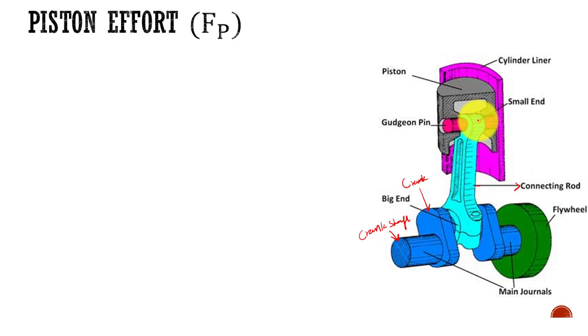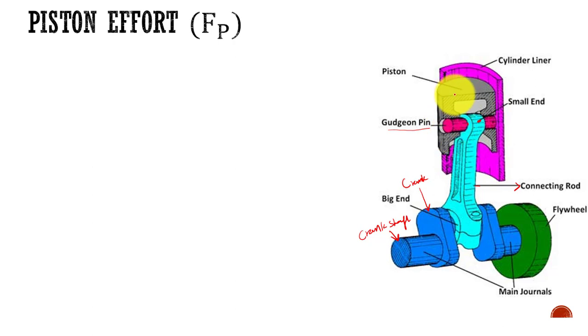The point at which the connecting rod joins with the piston, we call that the small end. The bearing which lies inside this joint we call the small end bearing. Similarly, the pin which is used to connect these two elements, that means the piston and the connecting rod, we call the gudgeon pin. So these are the component names that we need to remember.